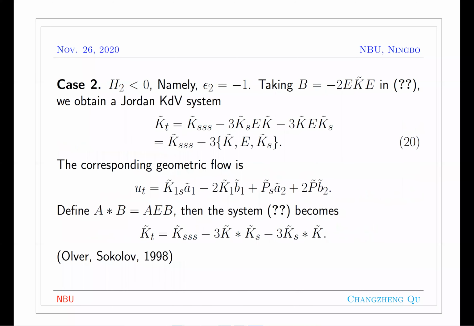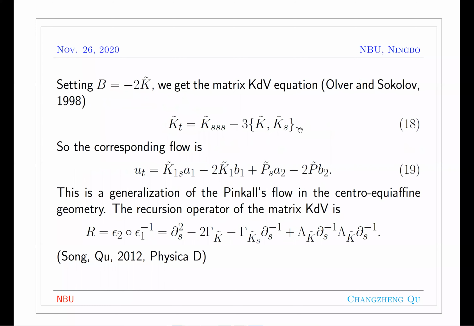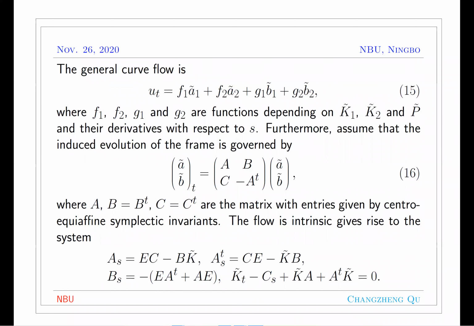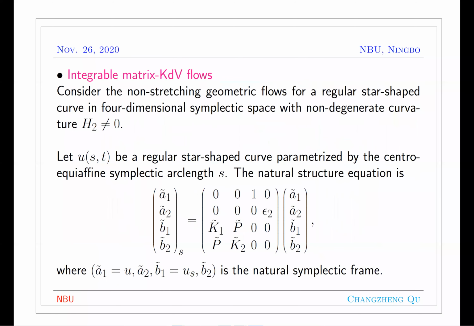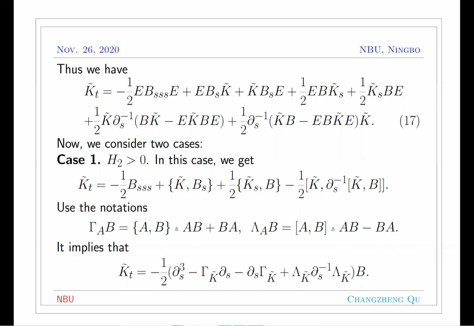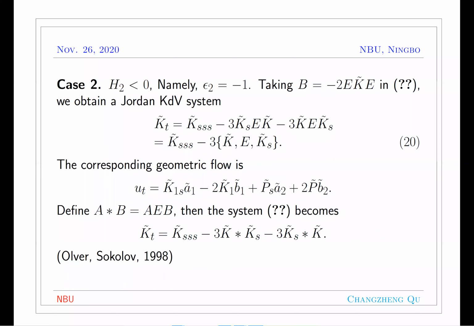If H2 is negative, that means epsilon 2 is -1. If we choose B given by this one, we obtain the Jordan KdV system given by this one. What's the E? Sorry, I don't remember the form. E is a constant matrix here. So the geometric flow is given by this one.